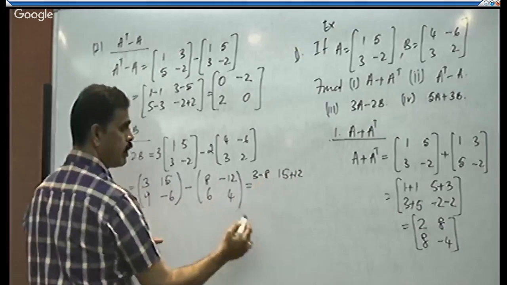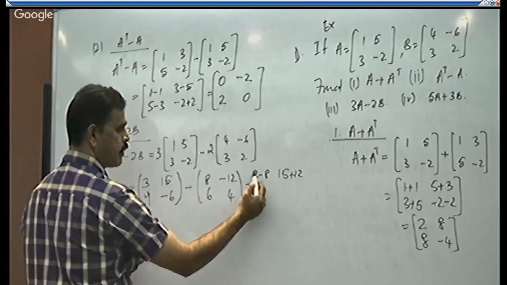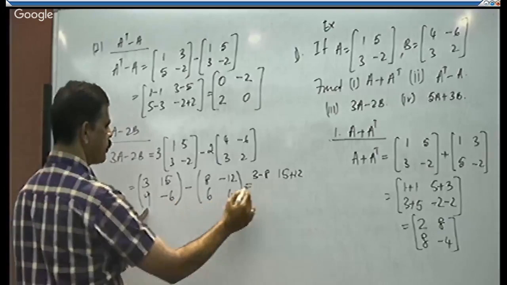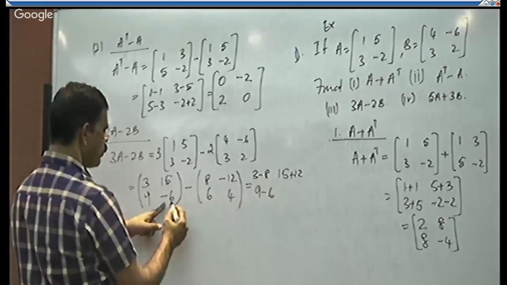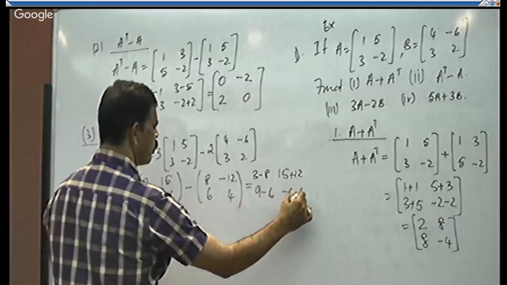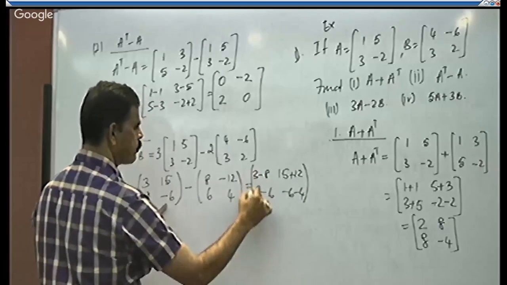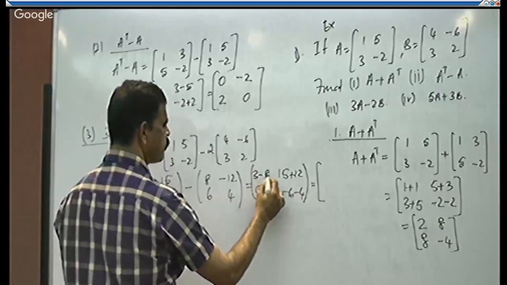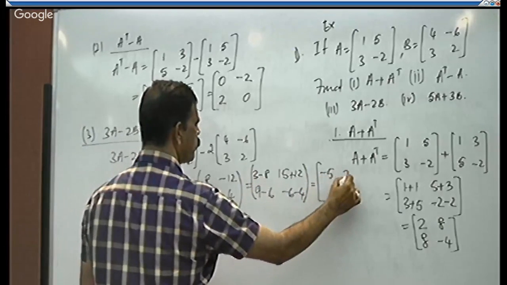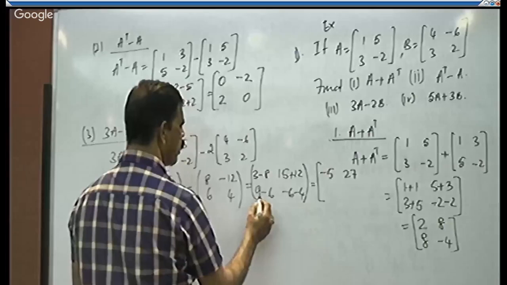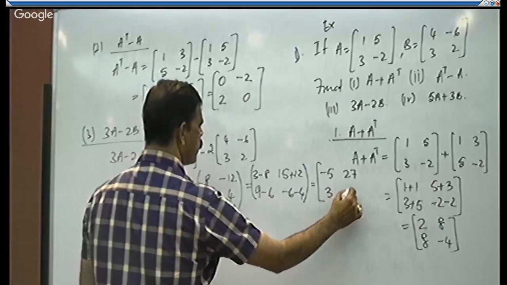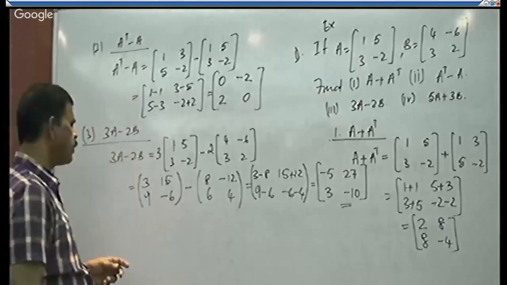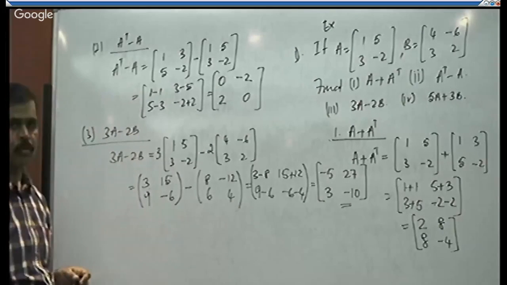By writing in splitted way, you can write the answer directly. It has minus 5, it has 27 like that. 9 minus 6. Minus 6 minus 4. The answer is what? The answer is minus 5. It is 27. 9 minus 6 is 3 minus 10. This is 3a minus 2b.